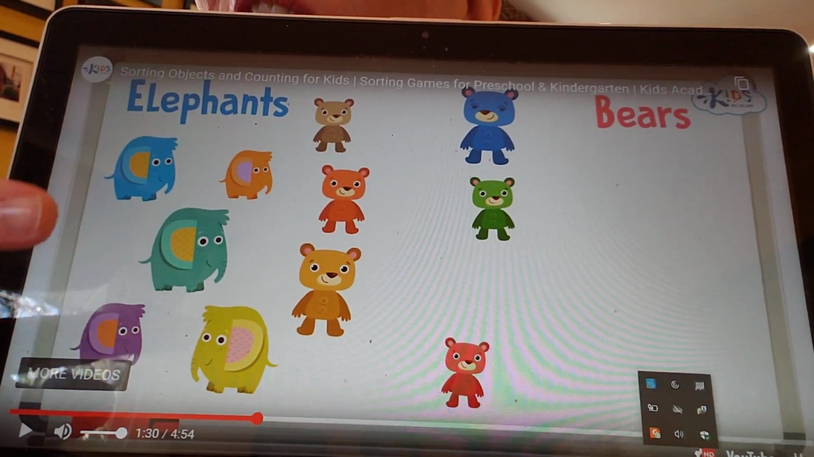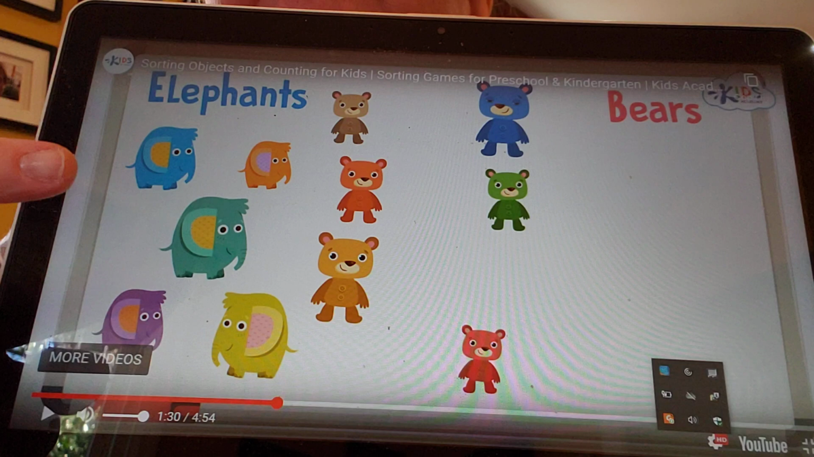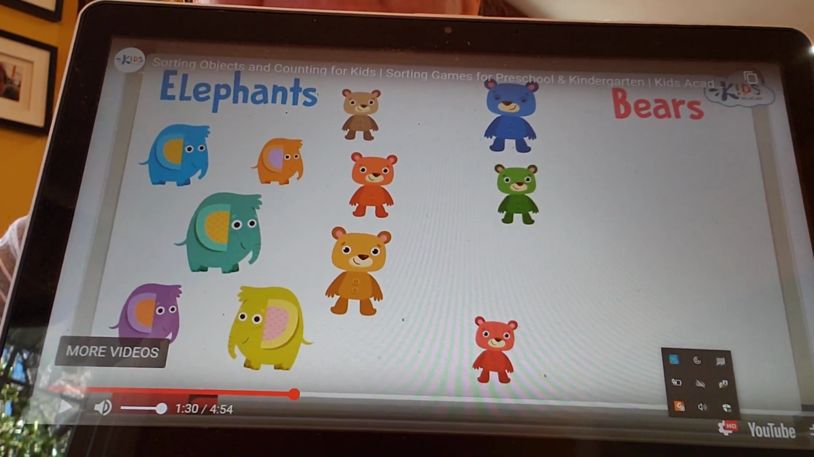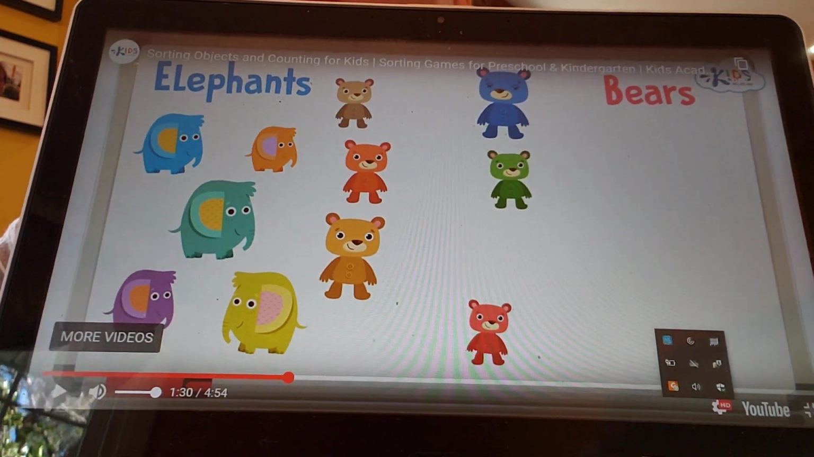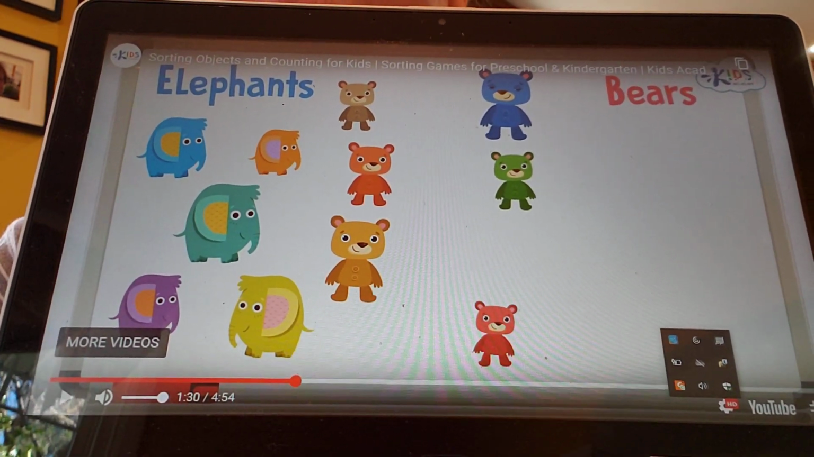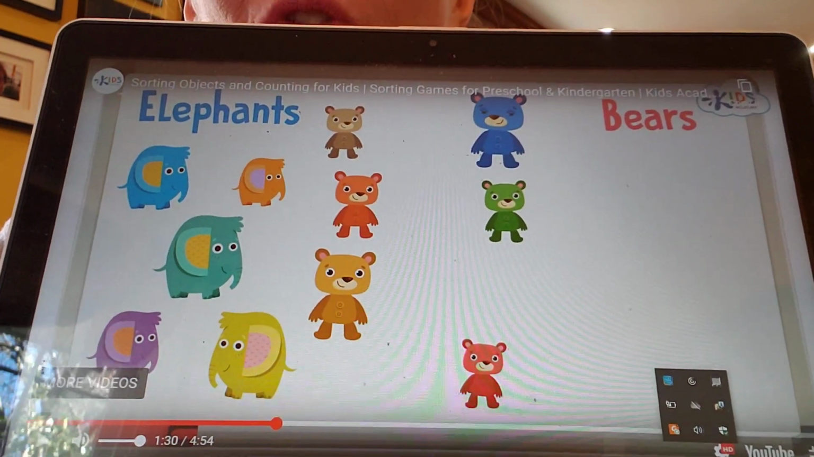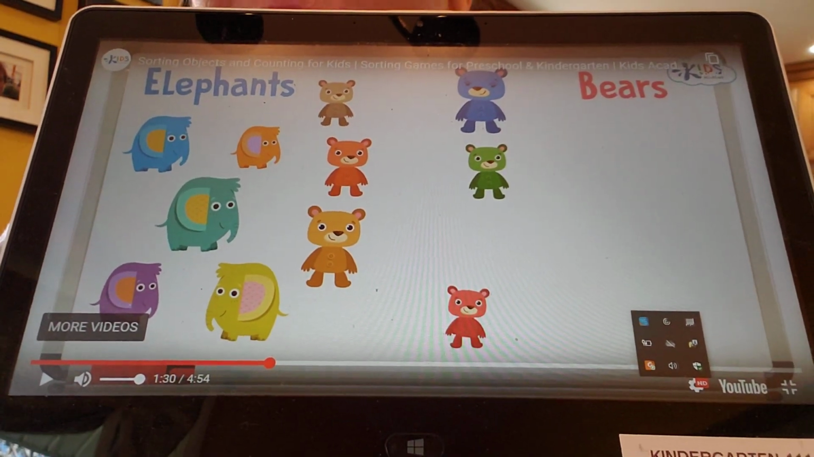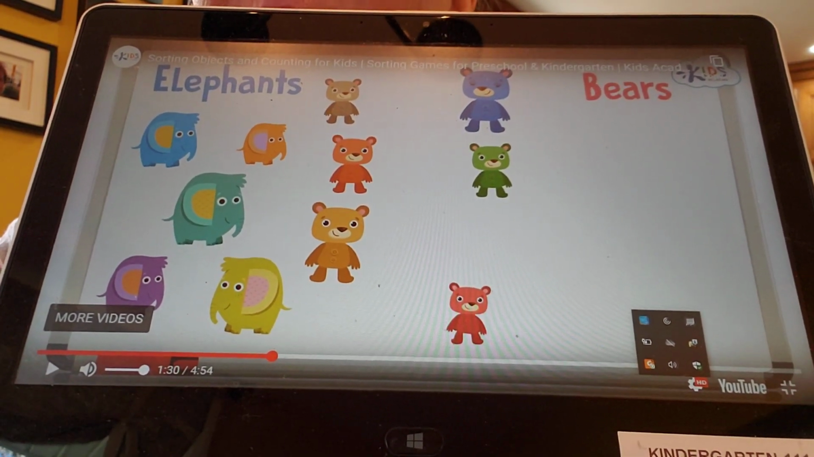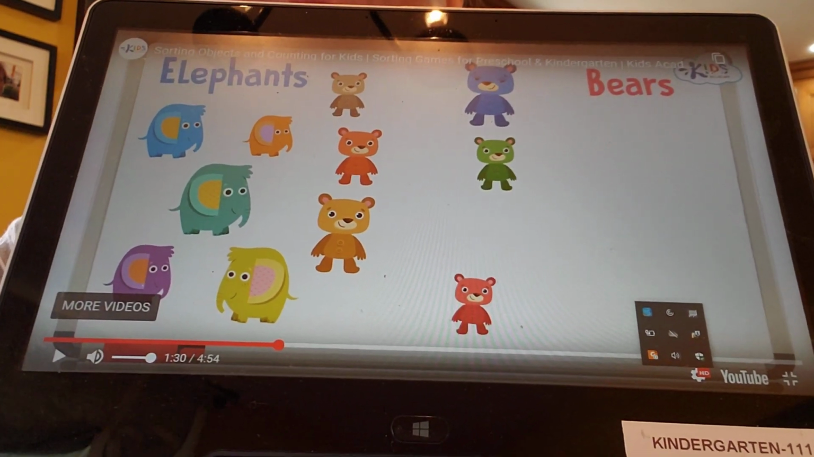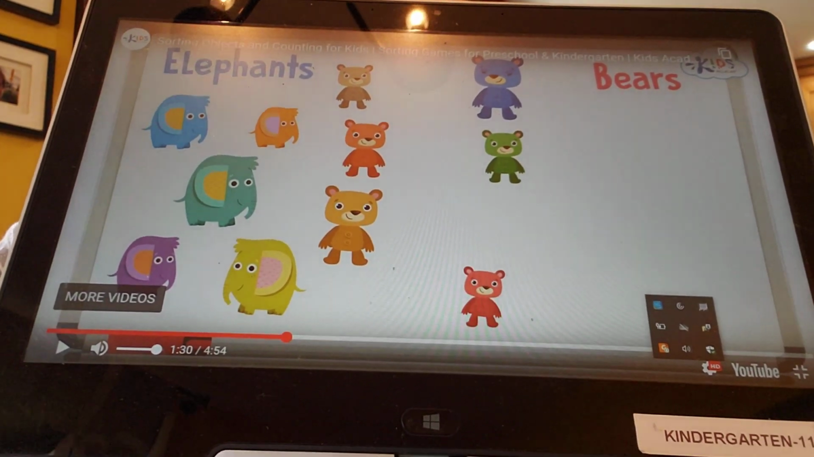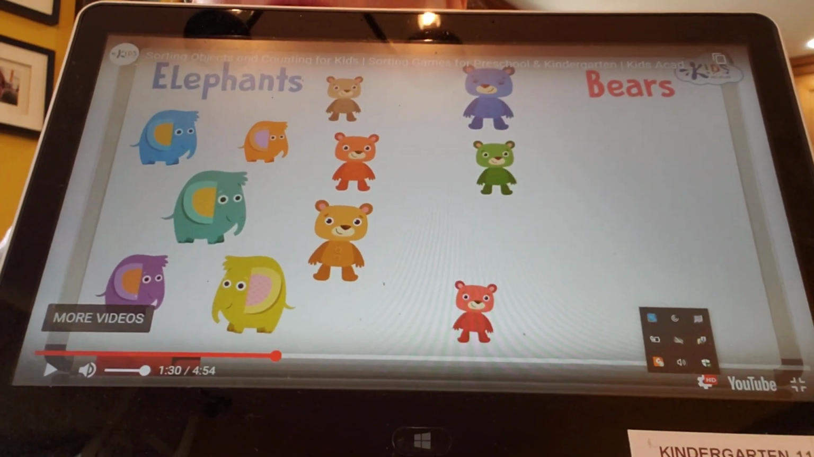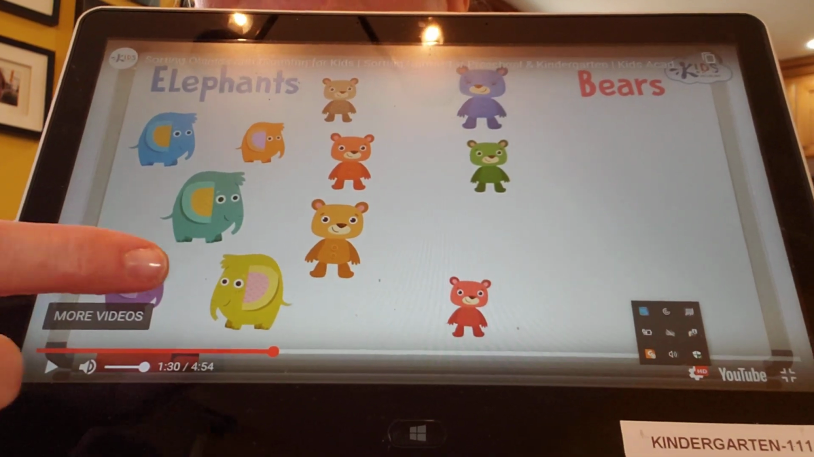Okay, now I want you to take a look at that group of elephants. Are they all the same size? No. Are they all the same color? No. But they are alike because they are all elephants. So they can be in that group together because they're alike. We don't have to have the same size, same shape, same color. We just have to have one thing that is the same about all of them for being in that group. And in this case, they are not the same size, they are not the same color, but they are the same object. Okay, let's continue watching.